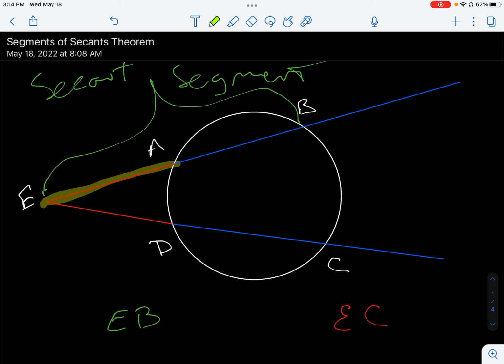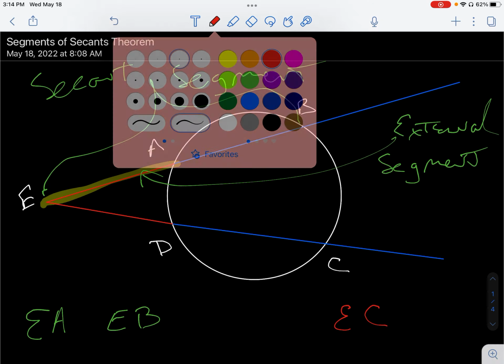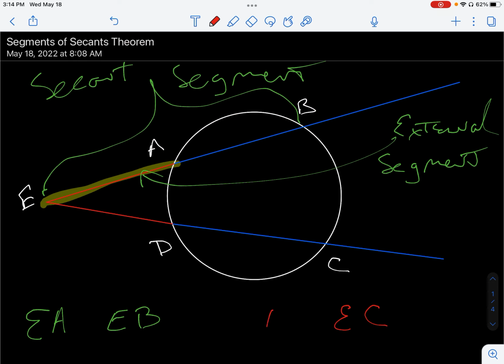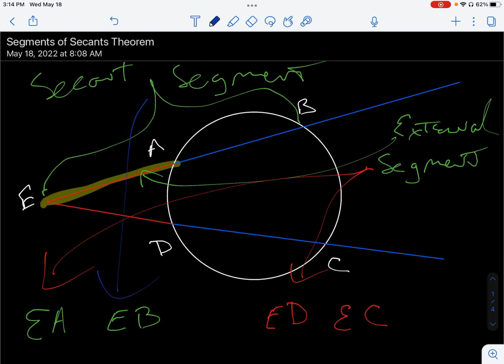Now let's get back to our original color. EA, and that is our external segment. And then for our bottom secant segment, ED is our external segment. So here are our external segments. And here are our secant segments.